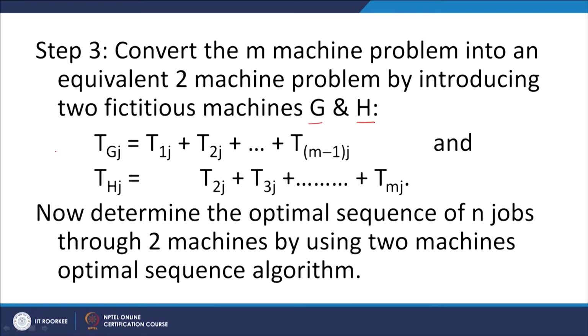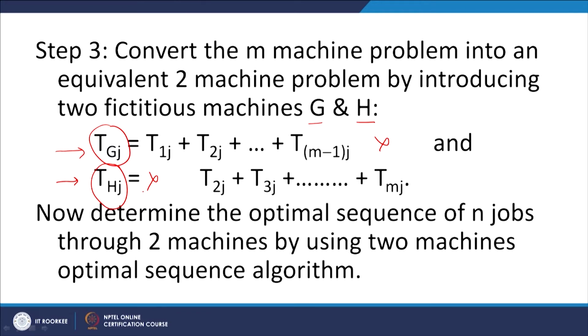So, this is the first machine, and the second machine is Thj. The times have to be calculated again, T2j, T3j and finally Tmj, they have to be all added. Please note that in the G case, the last term is missing, the mth term is missing, and in the second case the first term is missing. So, that is how you have to calculate the times for the two fictitious machines G and H.